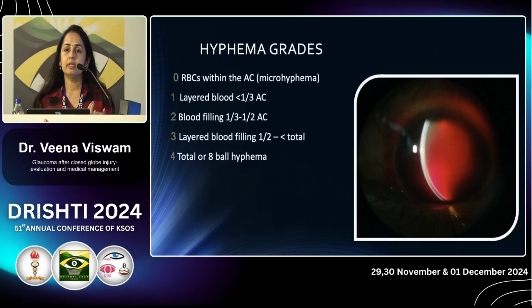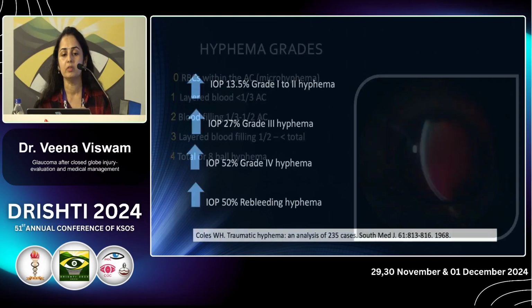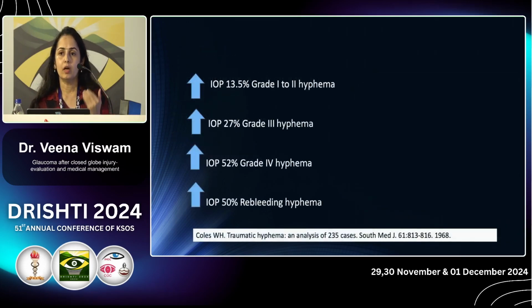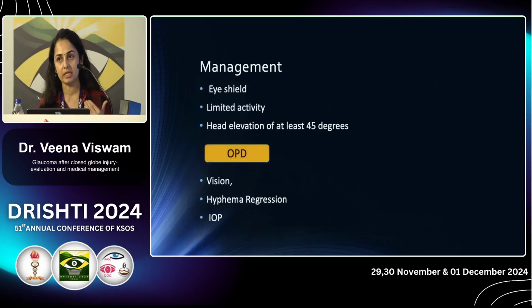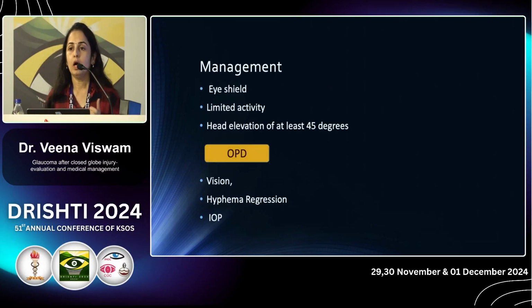Veena madam has already said in detail about all this. Hyphema grading is important because according to the grade of hyphema, the chance of IOP rise also increases. So the chances of the patient developing higher IOP increase according to the grade or severity of hyphema. Also, rebleeding hyphema leads to raised IOP. The chance of raised IOP is high in rebleeding hyphemas. So we all know how to manage hyphema.